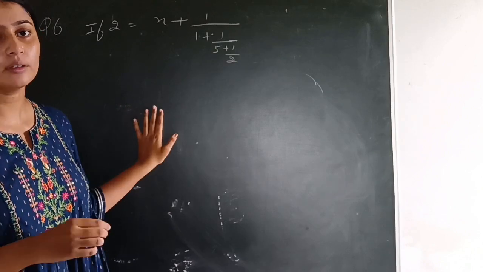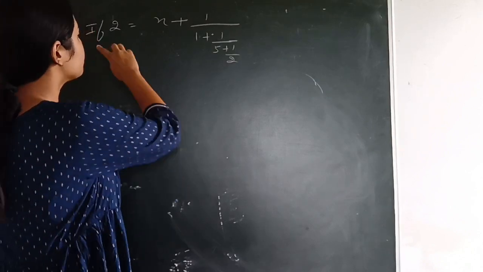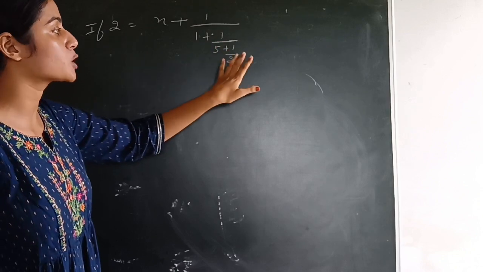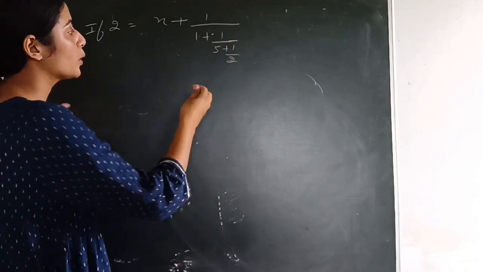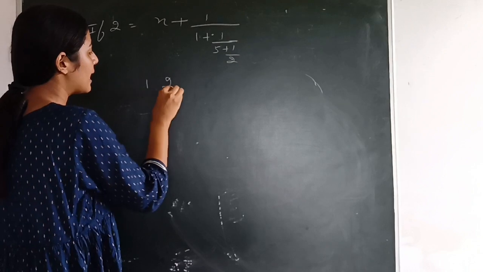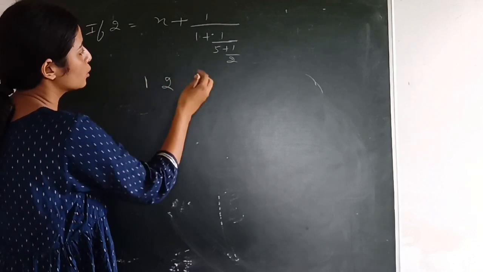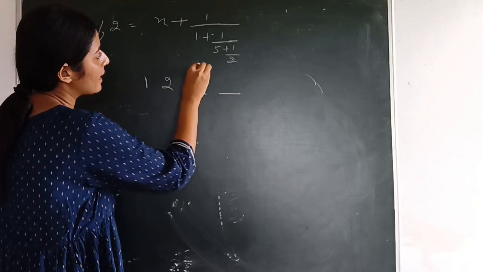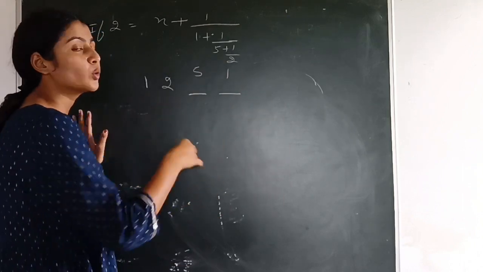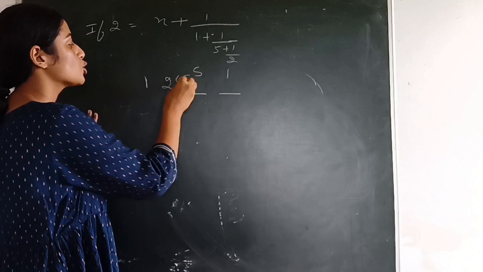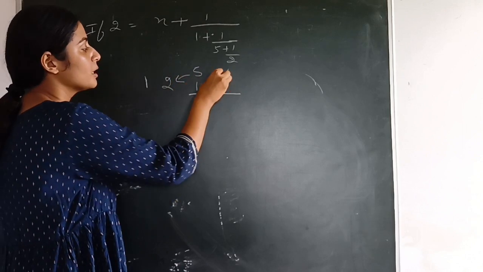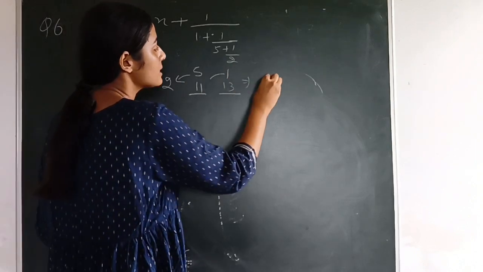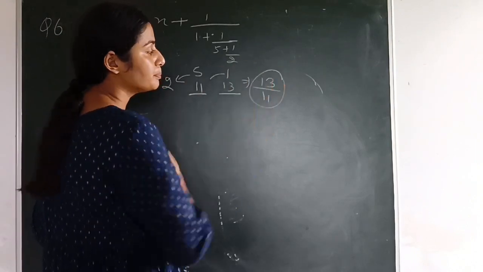So here's the last question for this video. So if 2 is equal to x plus 1 upon 1 plus 1 upon 5 plus 1 by 2. So again we will continue with 1 and 2, and by counting 1, 2, we'll mention 2 dashes, and we'll write 5 and 1. Again we will continue the process. 5 into 2, 10 plus 1 is 11. 1 into 11 is 11 plus 2 is 13. So here we got the fraction that is 13 by 11.